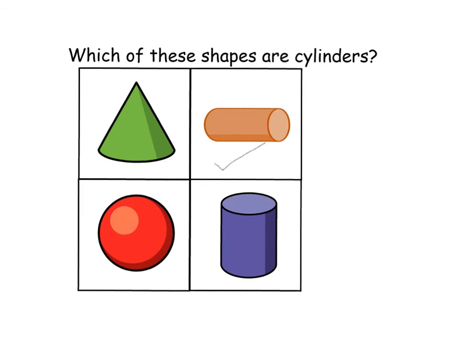Let's have a little look at these ones at the bottom now. What about this one? Okay, do you remember the name of this shape? This one is a sphere, okay? And what about this final one over here? Do you think this one's a cylinder? Yes, you're right. It's also a cylinder, but this cylinder at the bottom is standing up nice and tall. So we'll give this cylinder a tick too. So on this slide we can see pictures of 2 cylinders.